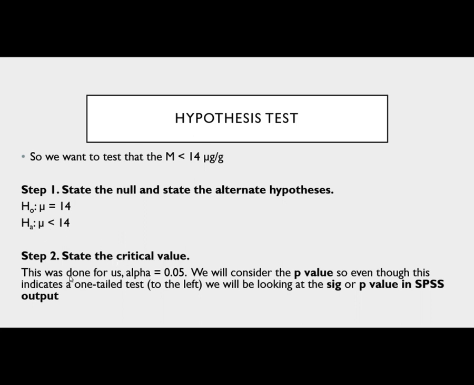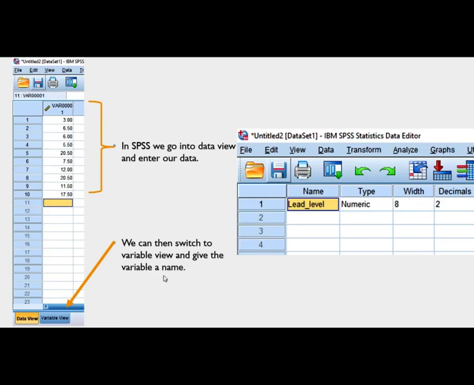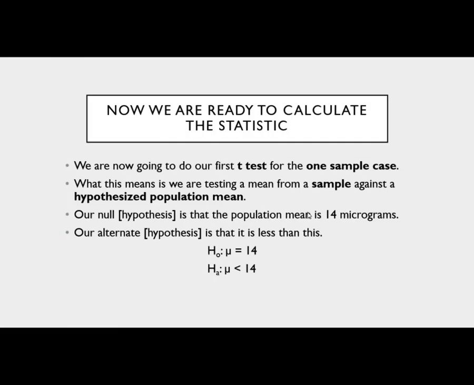State the critical value. This was done for us. They just said alpha is equal to 0.05, so we're going to consider the p-value. Even though this indicates a one-tailed test to the left, we're still looking at the sig, or p-value, in the SPSS output. We're just going to be looking for less than 0.05. So we go in and enter those data into SPSS, right? I can change the name to lead level in the variable view.